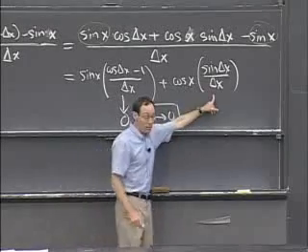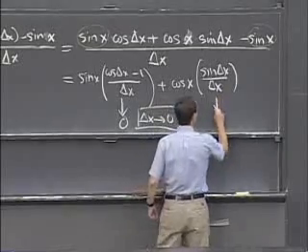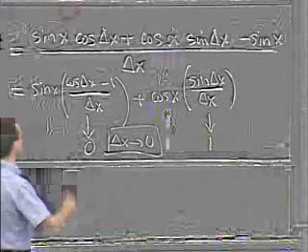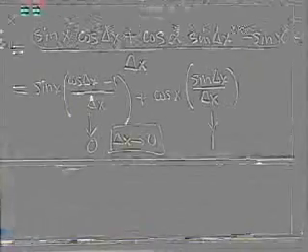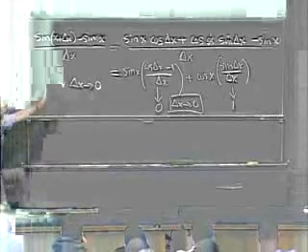Now, how about this one? This one goes to 1, my second favorite number. Almost as easy to deal with as 0. And these things are picked for a reason. They're the simplest numbers to deal with. So altogether, this thing, as delta x goes to 0, goes to what?